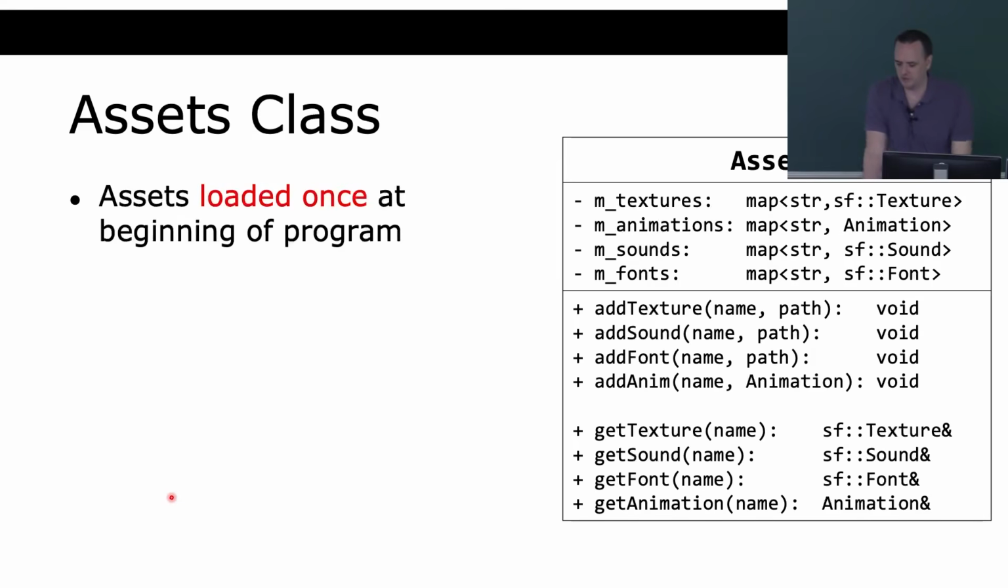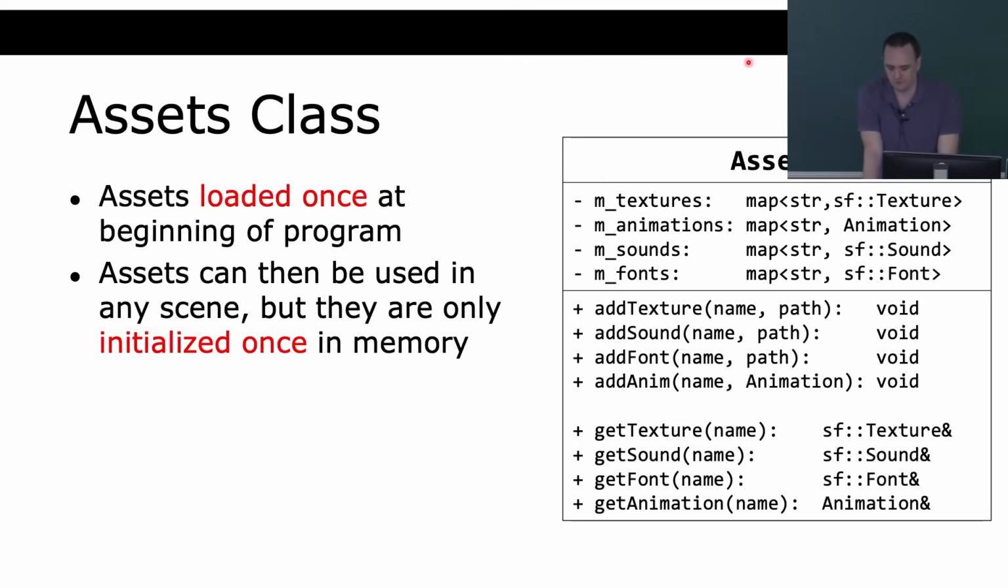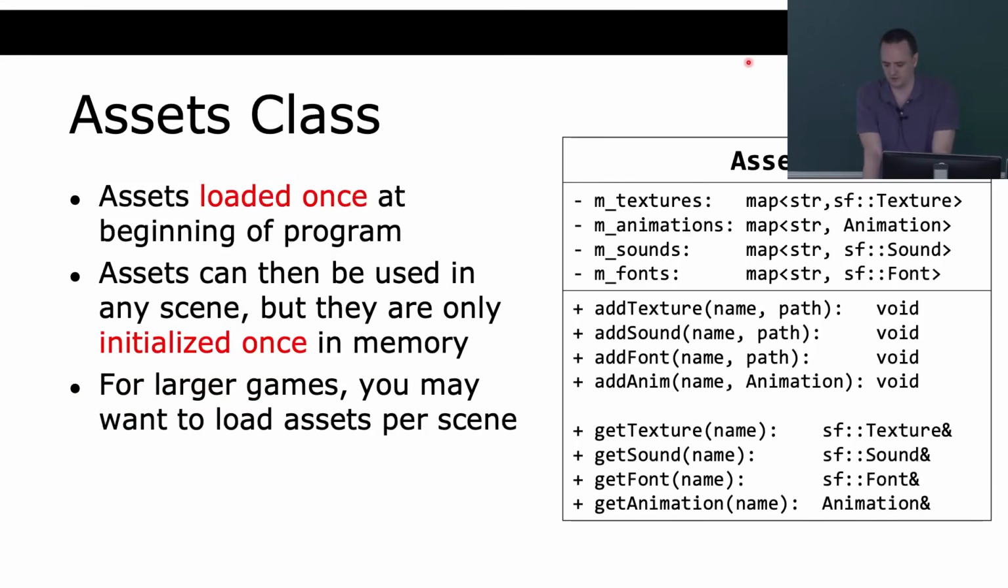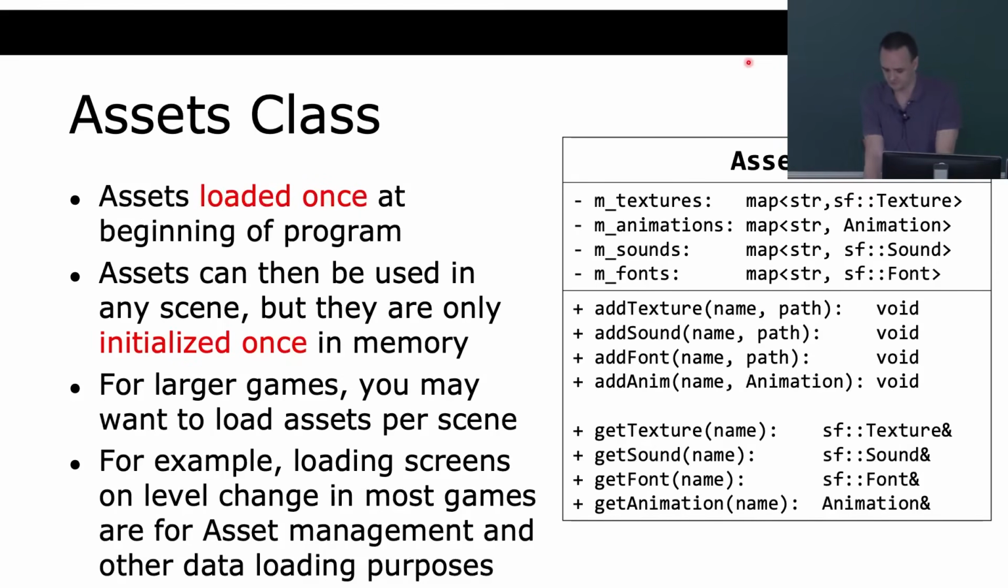The assets are going to be loaded once at the beginning of the program, and then they can be used in any scene. It's so important that they are only ever loaded and initialized once in memory. And I just talked about this. You may want to load assets per scene for larger games. So for example, loading screen, I already talked about that. I forgot that I had a slide that mentioned it.